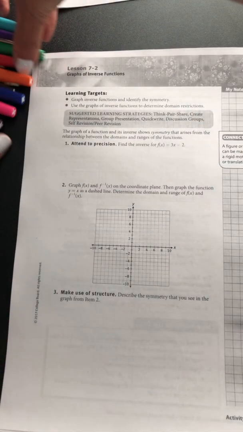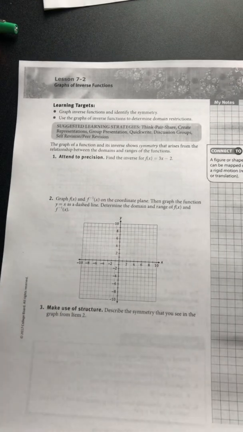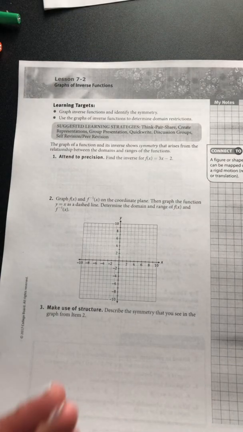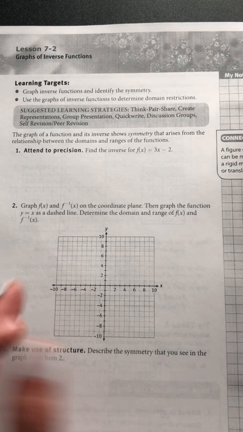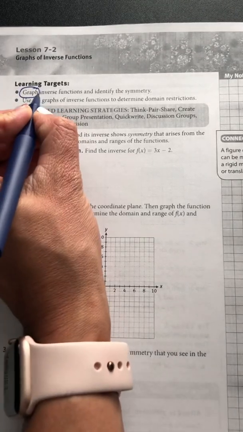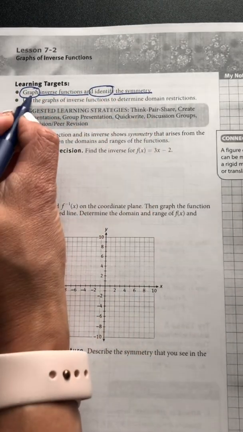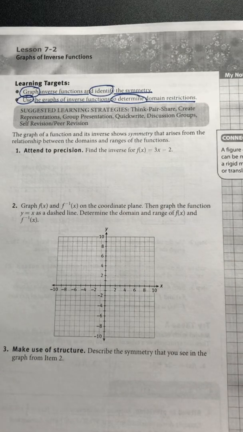Hey guys, all right, here we are for the second part of your lesson, 7.2, graphs of inverse functions. We touched a little bit on the graphs in the first lesson, so now let's really dive right into what those graphs are. And that means shortcuts, and who doesn't like a good shortcut, right? So we're going to graph inverse functions and identify the symmetry. We're going to use the graphs of inverse functions to determine domain restrictions. Looking at a graph is a really quick and easy way to figure out what the domain is going to be, or what it needs to be.